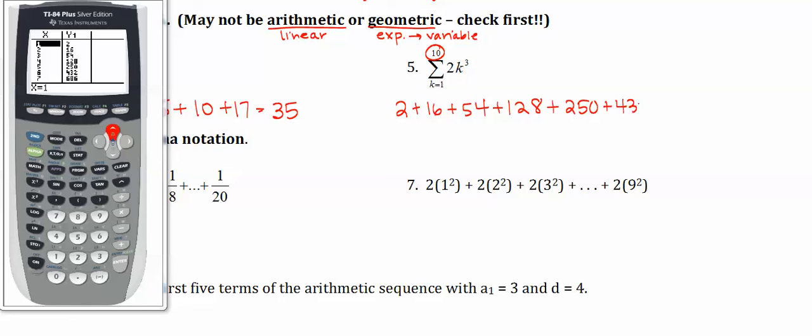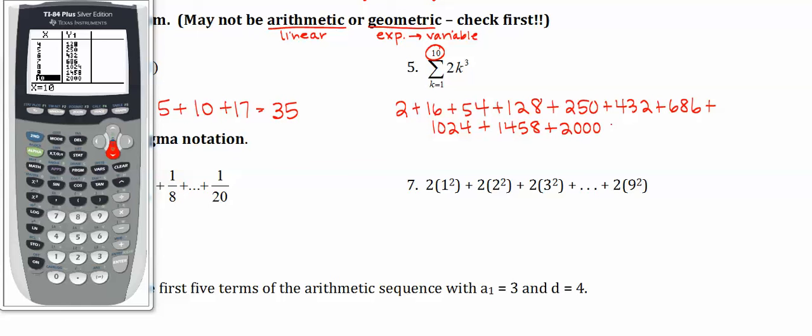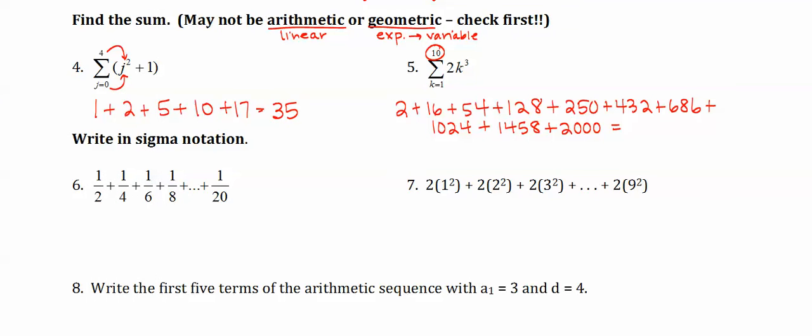So 432, 686 when x equals 7. Then we have 8, 9, 10. So 1,024, 1,458, and 2,000. I'm going to let you go ahead and add those up together because I don't want to type them in. Okay, so anyway, if you don't have a special type of sequence like arithmetic or geometric, you really just have to write them all out and add them all up.